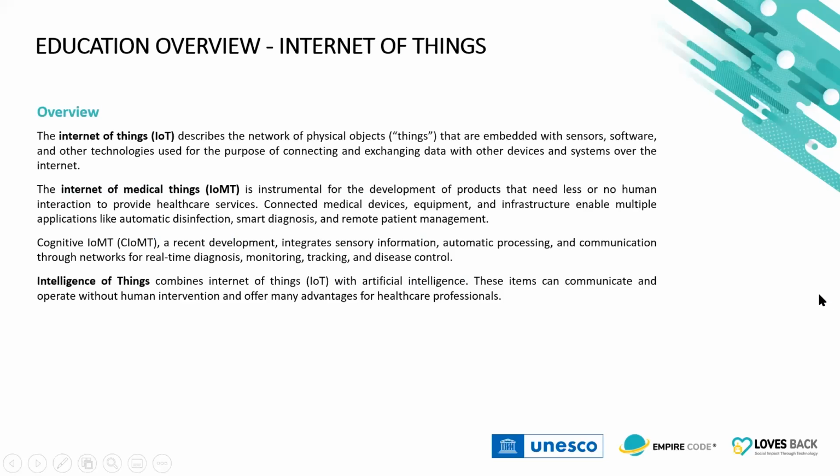Internet of Things. What is the Internet of Things? IoT. Now, the Internet of Things describes the network of physical objects, things that are embedded with sensors, software, and other technologies used for the purpose of connecting and exchanging data with other devices and systems over the Internet.